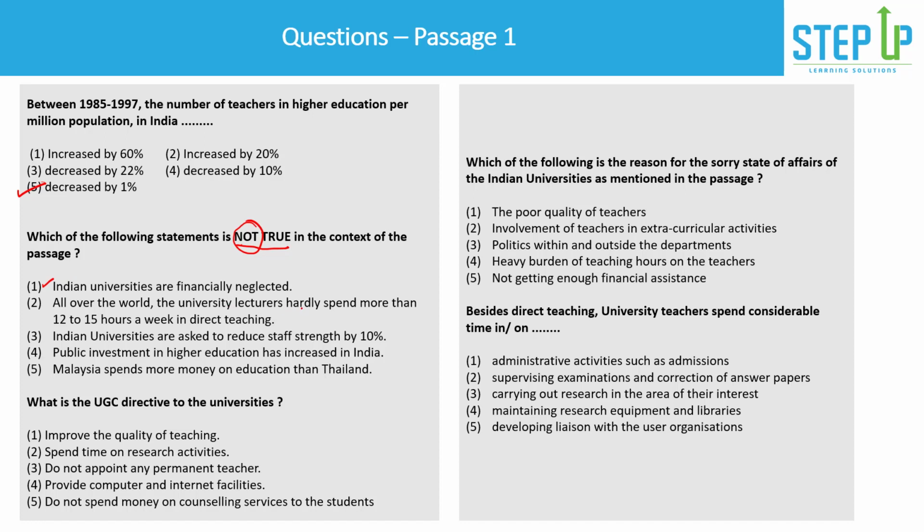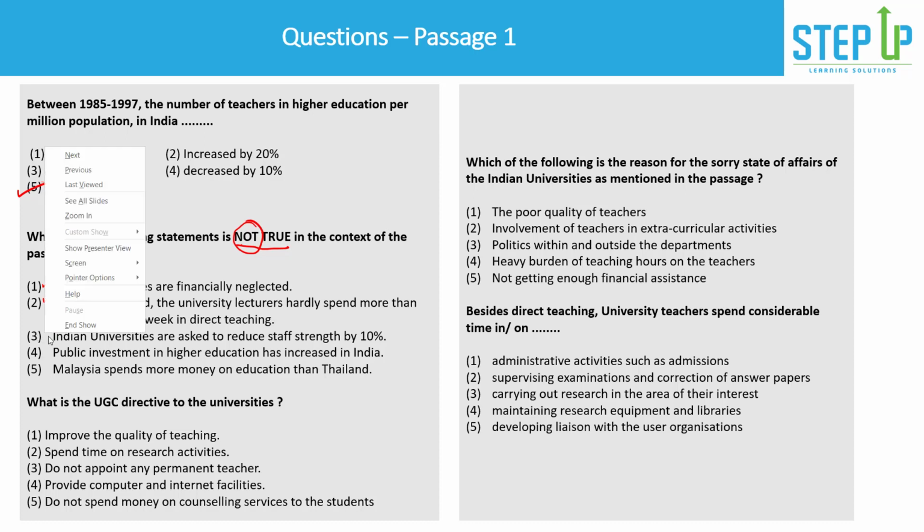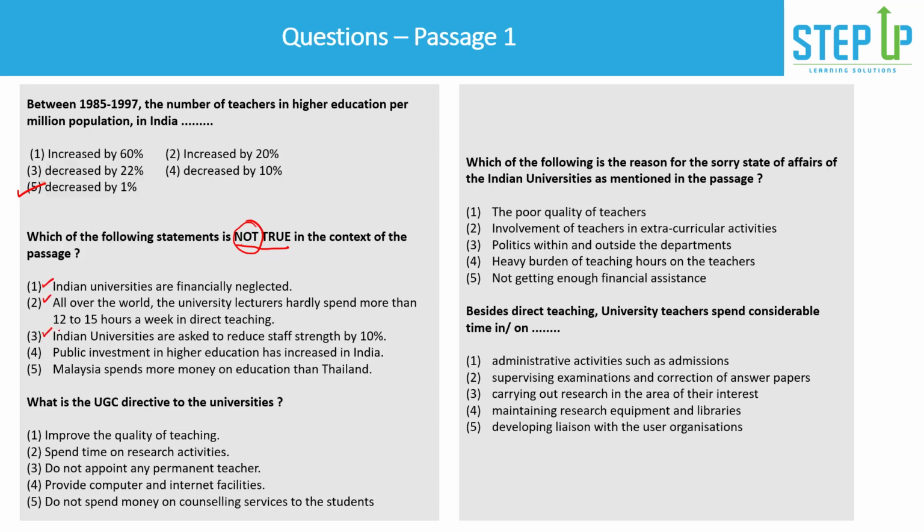All over the world, university lecturers hardly spend more than 12 to 15 hours. This was mentioned in the passage, so not the correct option. Indian universities are asked to reduce staff strength by 10%. Yes, this is something that was mentioned, directly from the passage. Public investment in higher ed has increased in India. Do you think public investment in higher education increased? I don't think so. Malaysia spends more money on education than Thailand.